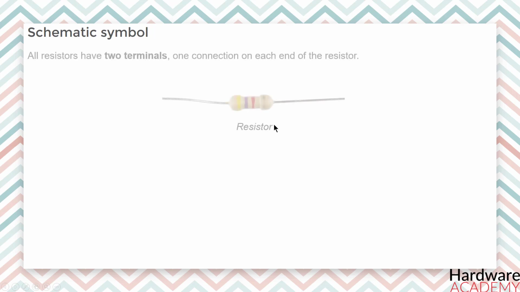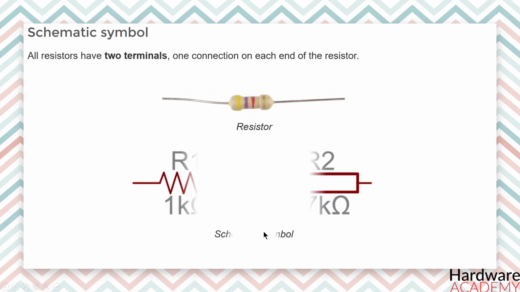So what does a resistor look like? Well, all resistors have two terminals, one connection on each end of the resistor. When modeled on a schematic, a resistor will show up as one of these two symbols. The first symbol is an American style 1 kilo ohm resistor, and the second one is an international style 47 kilo ohm resistor. The terminals of the resistor, as you can see here, are each of the lines extending from the squiggle or rectangle shape. These are what connect to the rest of the circuit.